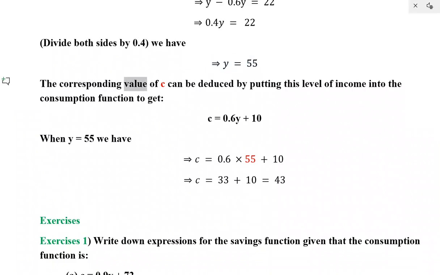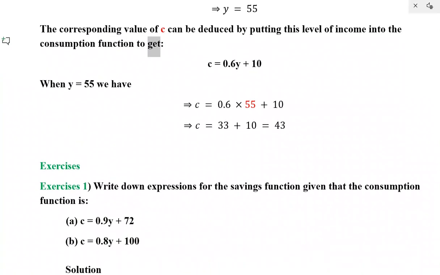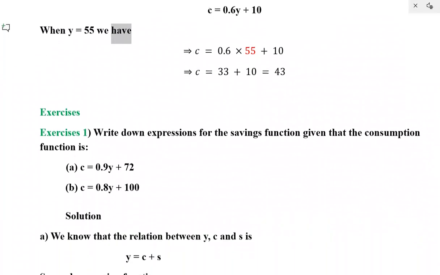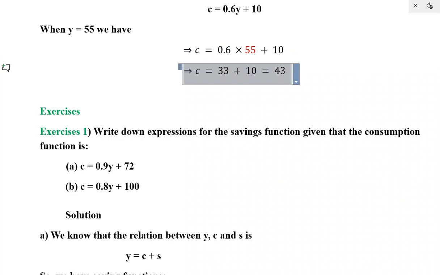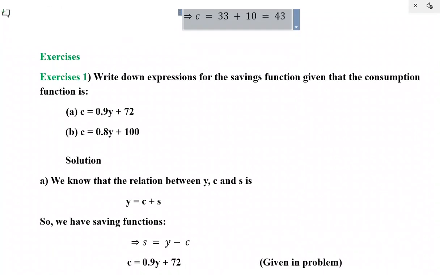The corresponding value of C can be deduced by putting this level of income into the consumption function to get C equals 0.6Y plus 10. When Y equals 55 we have C equals 0.6 times 55 plus 10. This implies C equals 33 plus 10 equals 43.